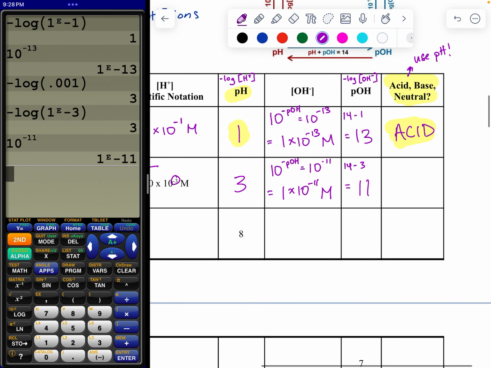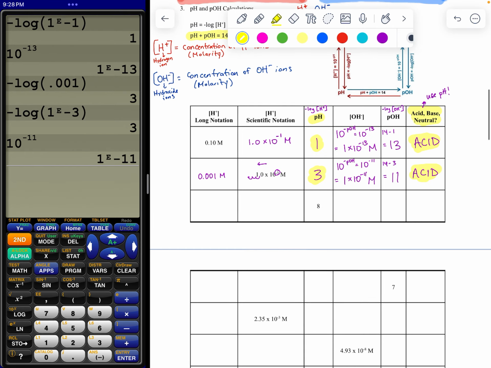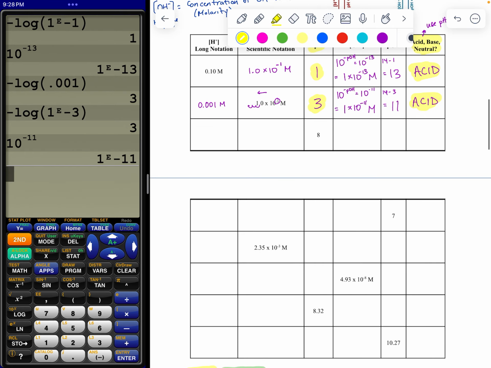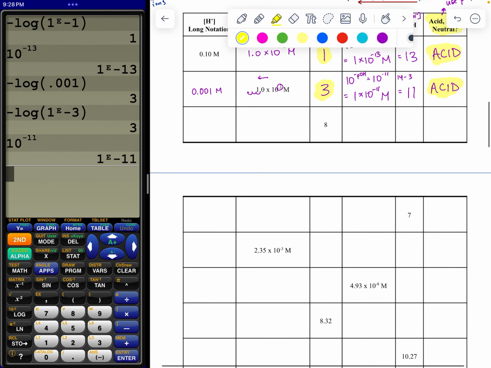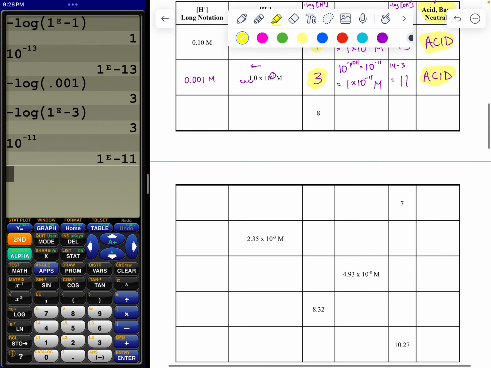Is this acidic or basic? Well, I look at the pH value. I see that the pH value is 3, which is less than 7, which means this is certainly an acid. Right? So let's go to this bottom one here. I'm going to just jump around and do a couple. I'm not going to do all of these to save you time as well. But let's go to this one right here.